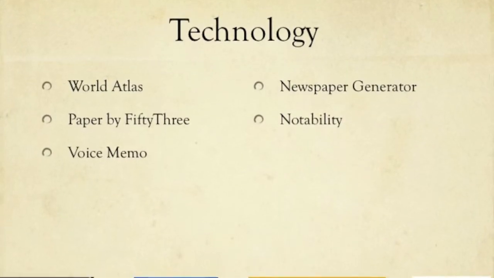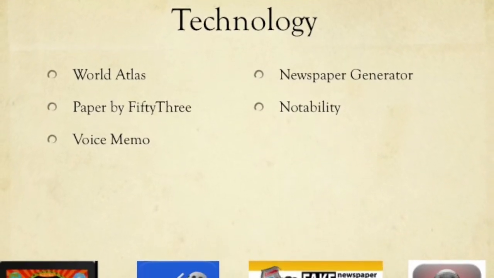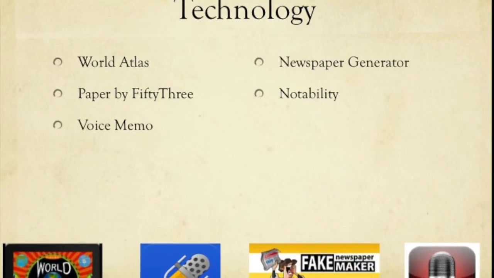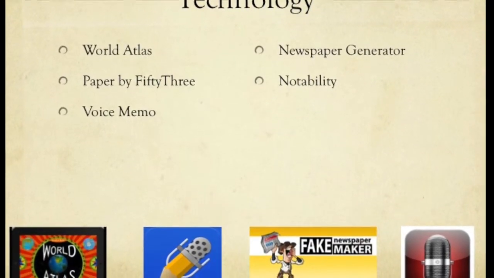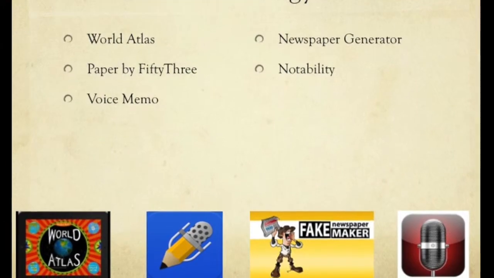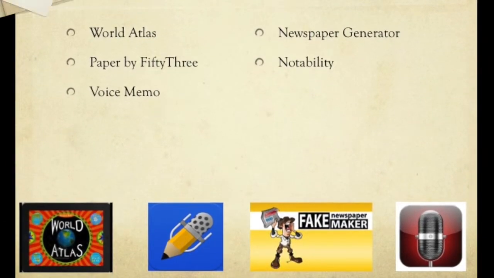The technologies in this unit include a newspaper generator, Notability, World Atlas, where they will compare and contrast different locations of the continents, Paper 53, and voice memo.